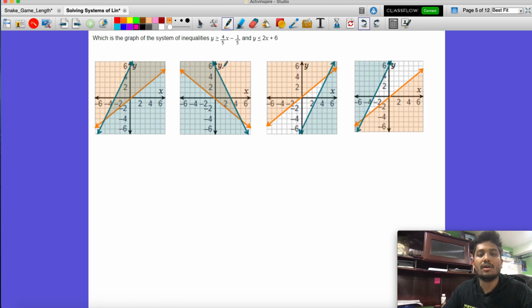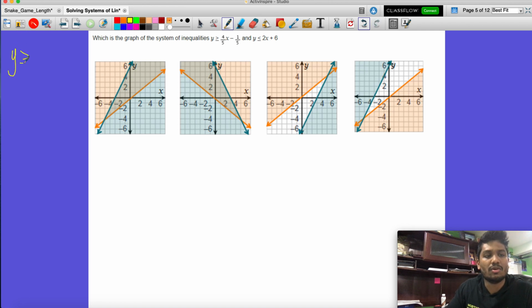3 for solving systems of inequalities. And the question here is which is the graph of the system of inequalities y is greater than or equal to 4 over 5x minus 1/5, whoa, and y is less than or equal to 2x plus 6. So I'm just going to go ahead and write this over here real quickly.